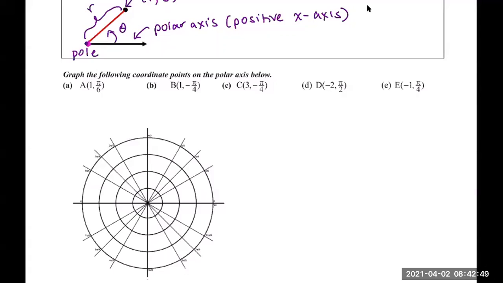So on A, we're going to plot 1 comma pi over 6. You do the angle first, and then the distance away from the pole is the radius. So pi over 6, 1. We would go pi over 6 and then go 1 out in a positive direction, which would give you that coordinate point, and then label that A. Can you go ahead and do B and C and just double check your work as you do it? So obviously with the unit circle, we know we can do negative angle measures.